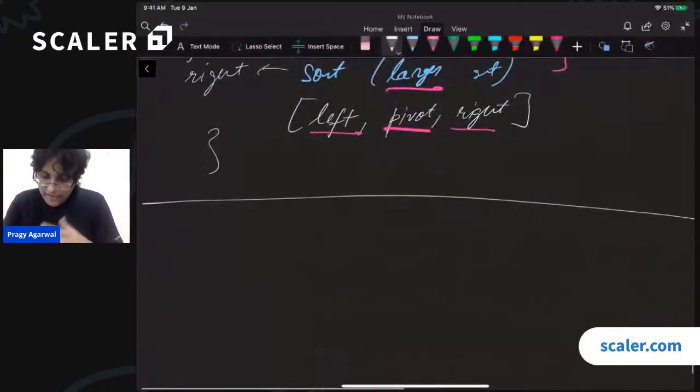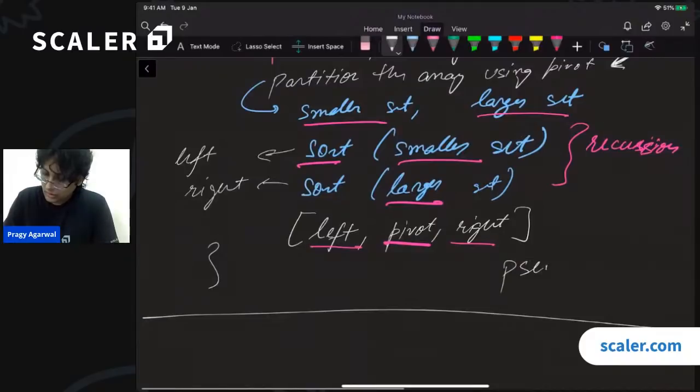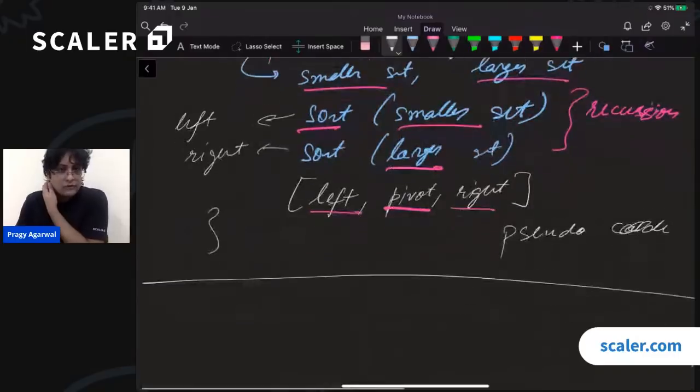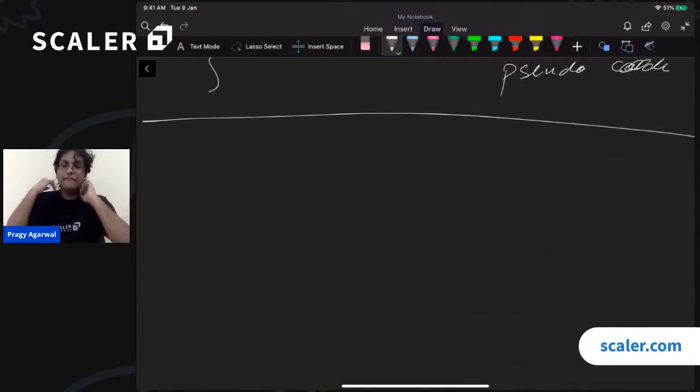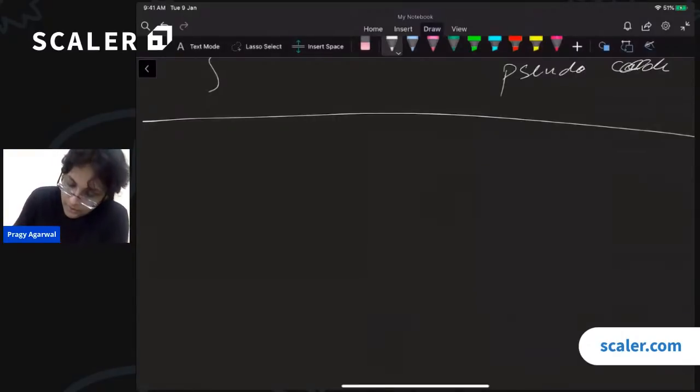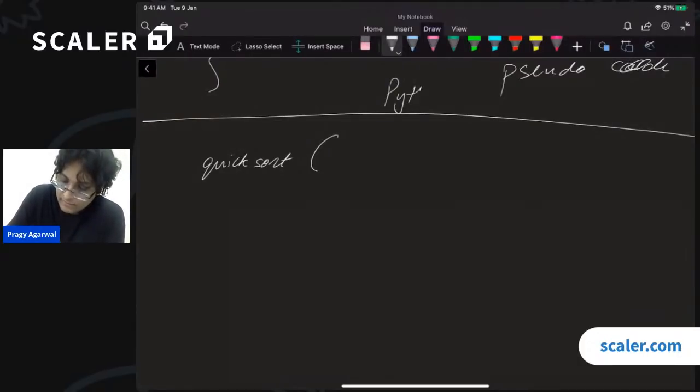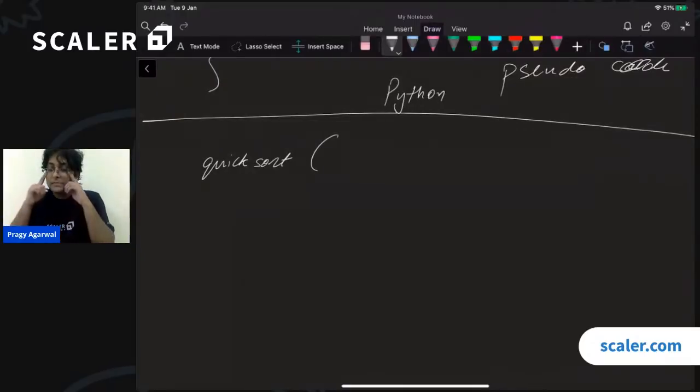Cool. So this was pseudocode. Let us try to write some actual code for this. There's a lot of different variants that we are going to look at. So we have quicksort, and in this quicksort I'm going to use a Python-like syntax, because it is very close to pseudocode. So do not worry if you are coming from C++ or Java or Go or Rust. You will be able to understand what is happening.